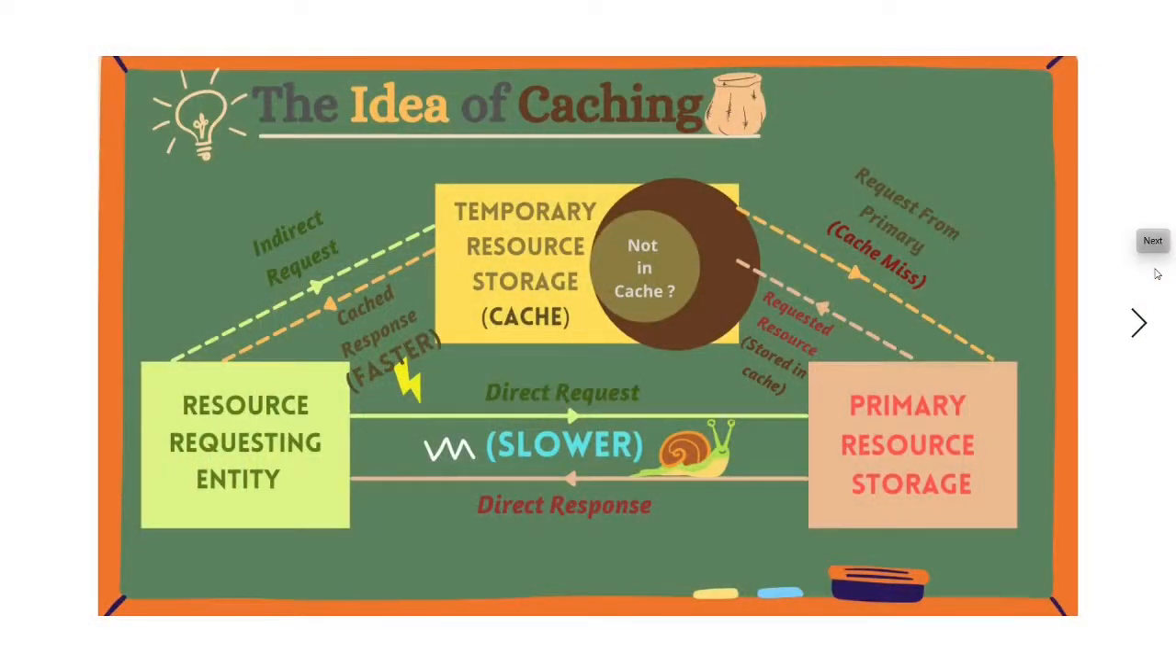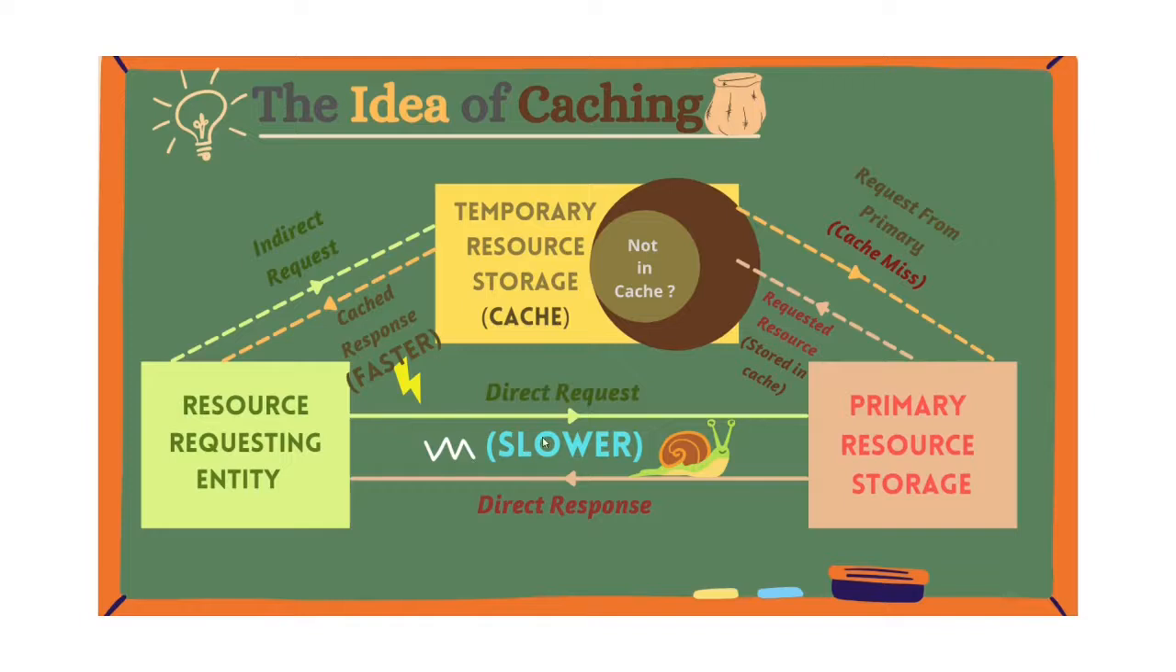Here is a diagram which tries to capture the idea of caching. In general, we have an entity that requests a certain resource, and then we have a primary storage that has those resources. Each time that entity needs that resource to perform some task, it can make a direct request and get a direct response from the storage. Making the direct request for the first time makes sense, but making that same roundabout trip for any future requests can be inefficient. For that reason, we have the cache here, the temporary resource storage.